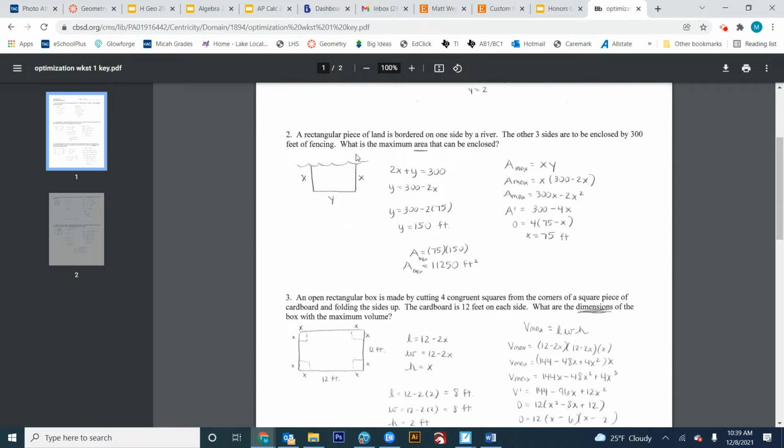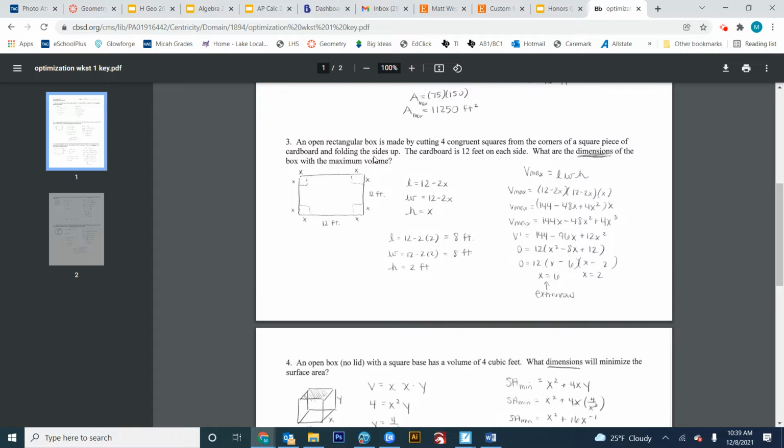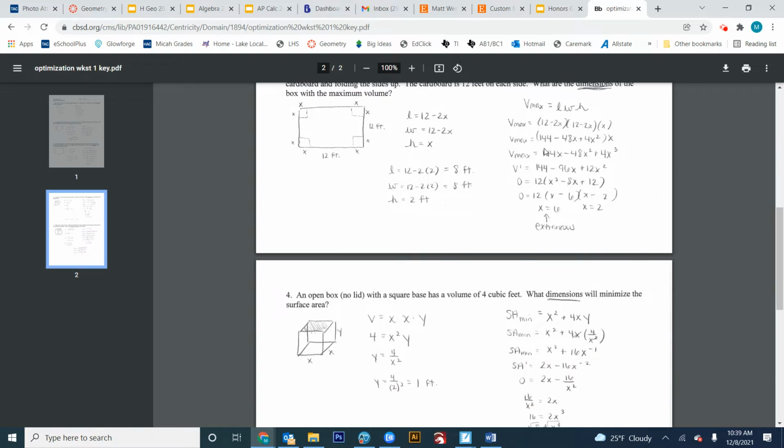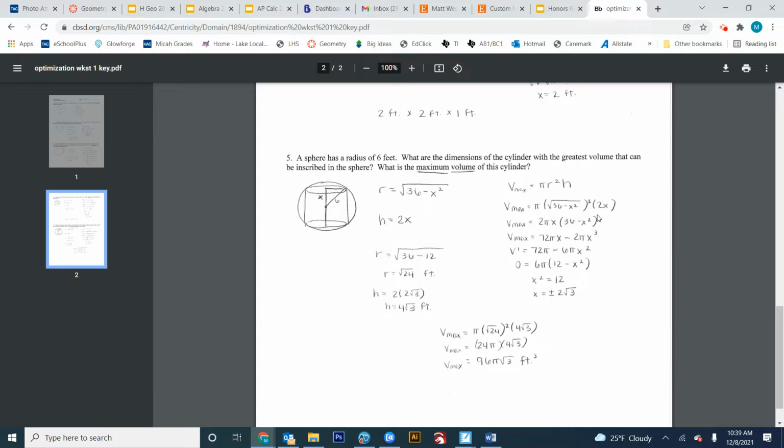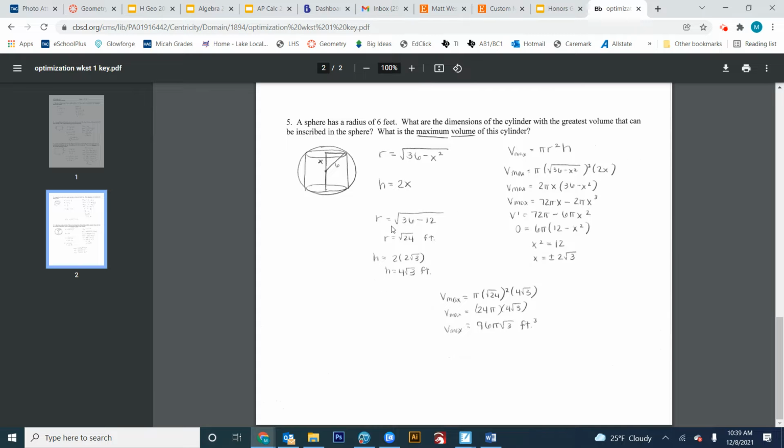The sum of rectangular piece of land. Yep. An open rectangular box is made by cutting 4 congruent squares. That looks familiar, doesn't it? An open box with a square base has a volume. What dimensions will minimize the surface area? Sphere. I wouldn't worry about it. It's a little challenging for what we're doing right now.